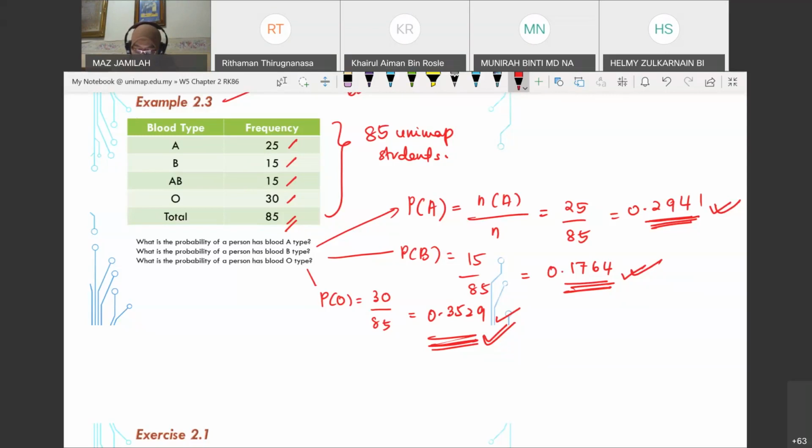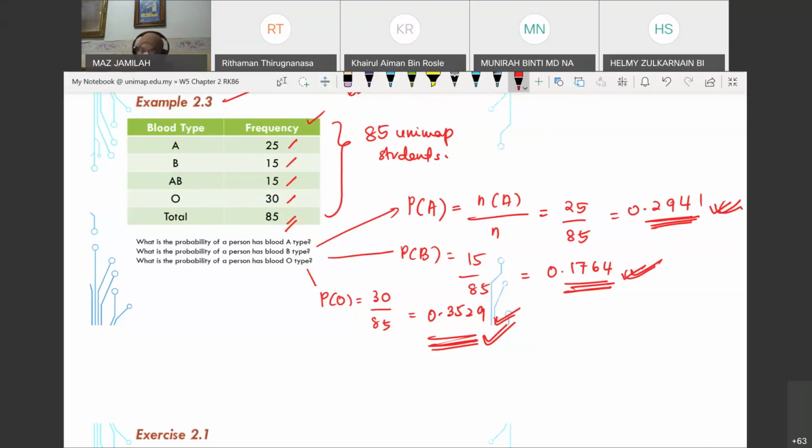B and AB have the same frequency. That is not the comment that I'm looking for. What can you observe from the probability values here with regards to the frequency? People are more likely to have blood type O.